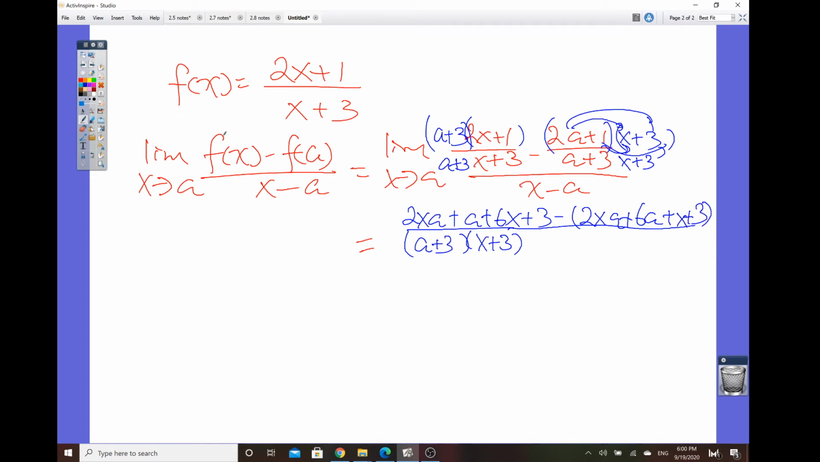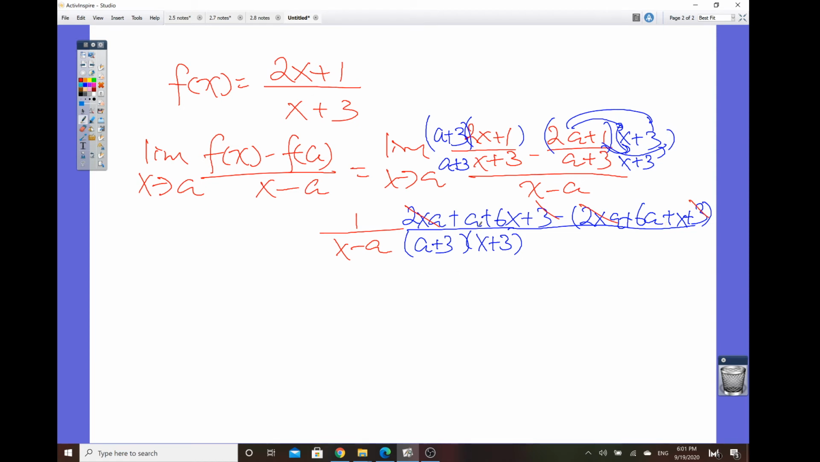And then you might be wondering, what about that x minus a? Definitely we need to put it in. Another thing we can do for that x minus a is multiply by the reciprocal of the denominator, so it's 1 over x minus a. Let's cancel out the common element, 2xa. The 3 minus 3, that's gone. Now we're left with a plus 6x minus 6a plus x.